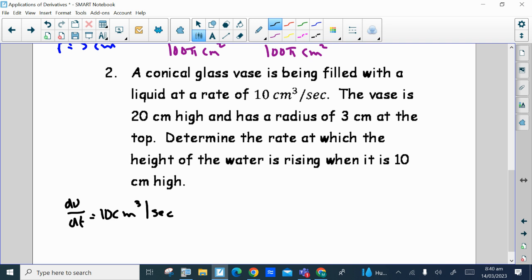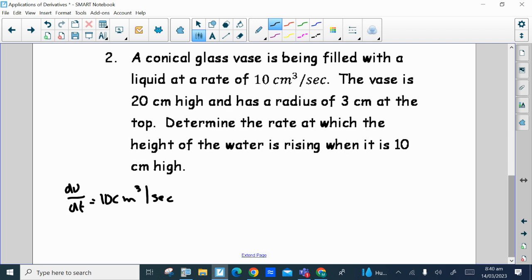So the vase is 20 centimeters high with a radius of 3 centimeters at the top. Determine the rate at which the height of the water is rising. So we want to know what dh by dt is at the moment when the height h is 10 centimeters.